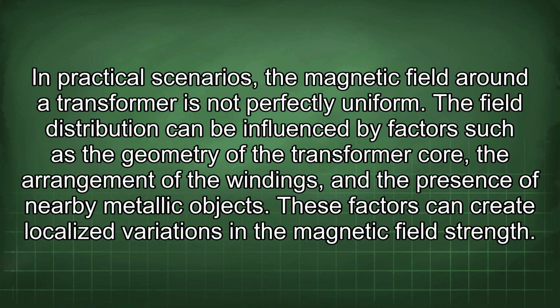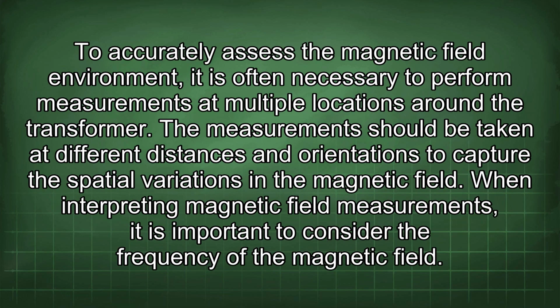In practical scenarios, the magnetic field around a transformer is not perfectly uniform. The field distribution can be influenced by factors such as the geometry of the transformer core, the arrangement of the windings, and the presence of nearby metallic objects. These factors can create localized variations in the magnetic field strength. To accurately assess the magnetic field environment, it is often necessary to perform measurements at multiple locations around the transformer. The measurements should be taken at different distances and orientations to capture the spatial variations in the magnetic field.